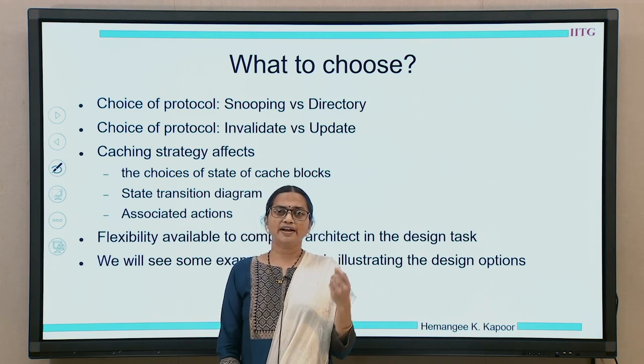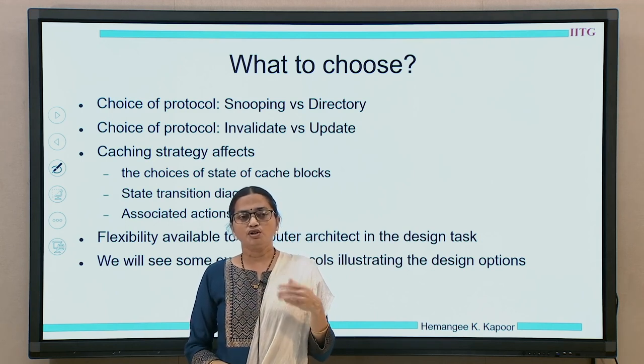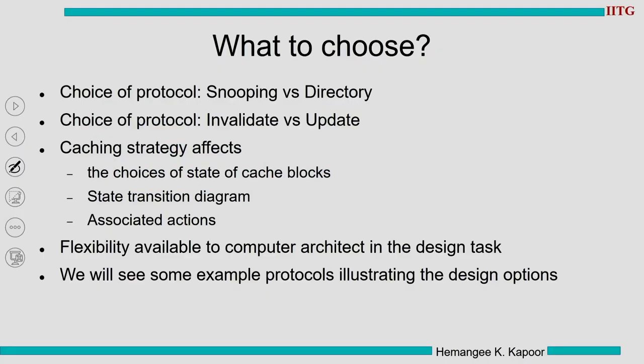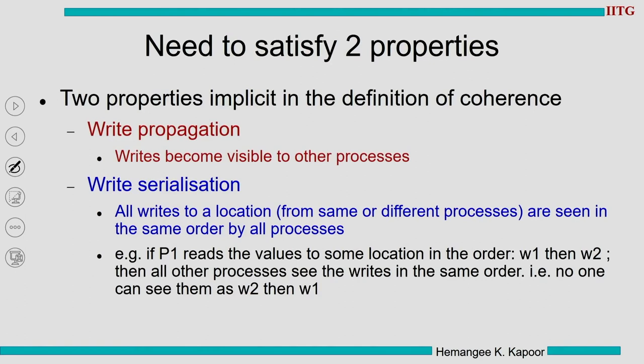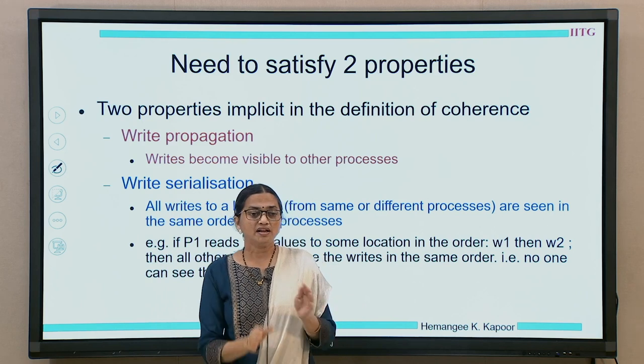So we are going to look at a few protocol implementations to see how we can do best with all these options available. Okay. So for choosing, we can choose between these two types of protocols, these variations of them. So we have four choices, and then the caching strategy also has to be decided. So we have many options, and what we are going to see next is example protocols to illustrate various design options. Okay. So with this, we have seen an overview of the types of cache coherence protocols, and from the next lecture, we are going to see different examples.